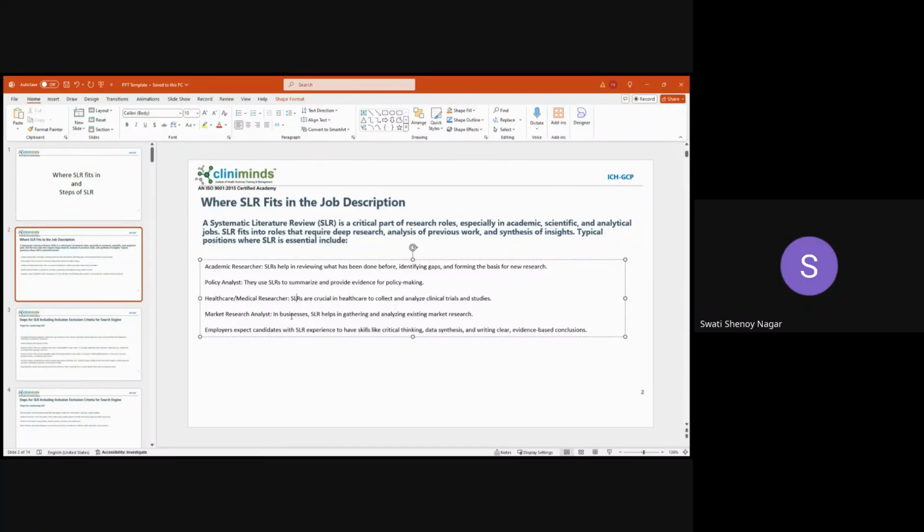Yes, okay. All right. So now the third point is healthcare and medical researchers. We already know that healthcare folks do SLRs, and it is very crucial for them to collect and analyze the clinical trial studies that we have already discussed, nothing new in there. And I've also discussed in our last call, as an analyst, when you're joining the corporate world, you will be getting jobs where you will be doing SLRs.